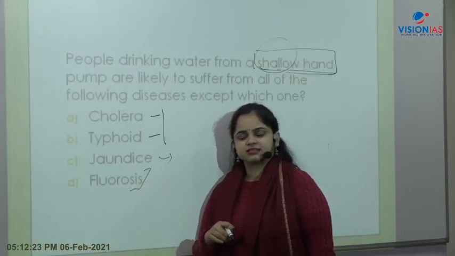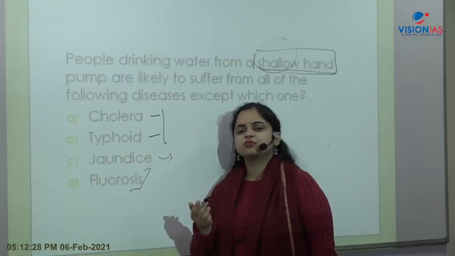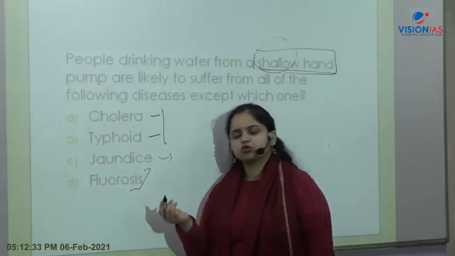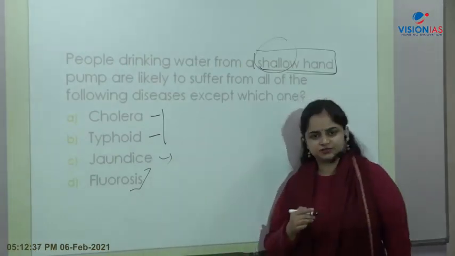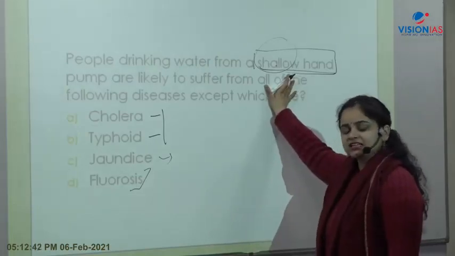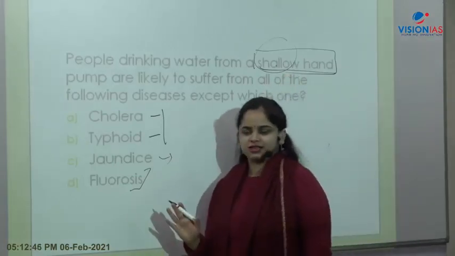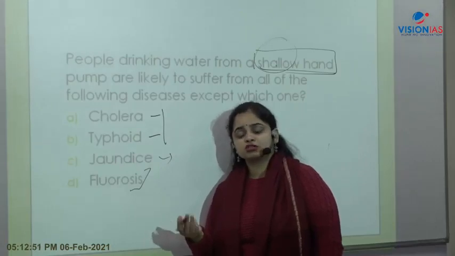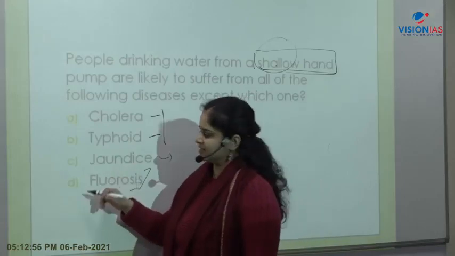Then there is this disease, fluorosis. Now what comes to your mind is fluorosis would also be because of water, excess amount of fluorine in water, that is what causes fluorosis. But in the context of this question, and the emphasis on the fact that it is talking about shallow water, we have to look for waterborne diseases, and whichever is not because of contamination of water with microorganisms, that disease we select as an option.